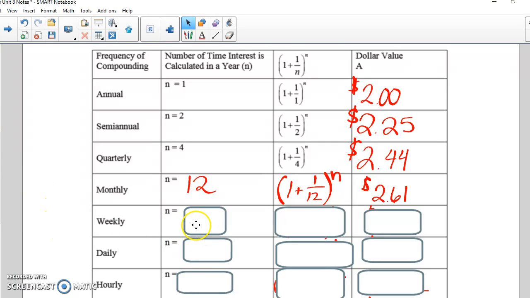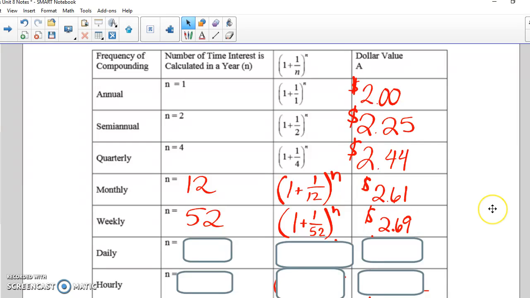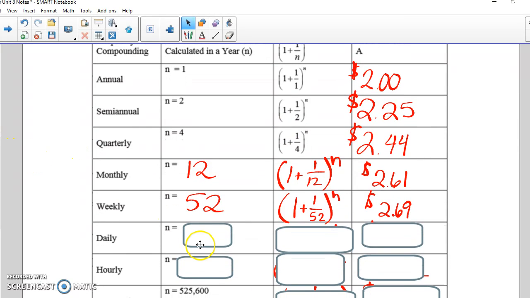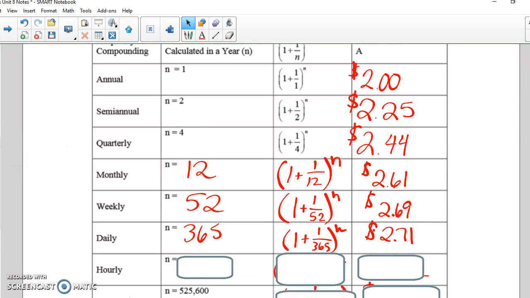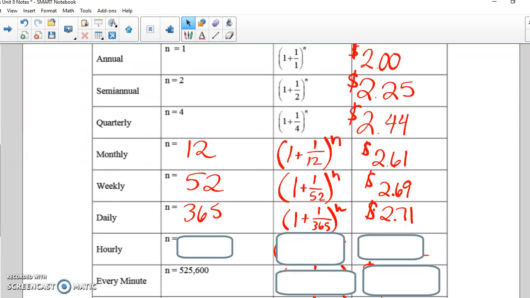Okay, what about weekly? If we did it weekly, our N, the number of times we're calculating interest in a year, we have 52 weeks in a year, so therefore we use 52 as N. We plug that into our formula, and we get $2.69. So we're just taking 1 plus 1 over 52 raised to the, even though this is an N, it should be more specifically 52. Okay, if we compounded daily, we'd have 365 days. We would go ahead and plug that in, and we would get our result, $2.71. So we're increasing little by little.